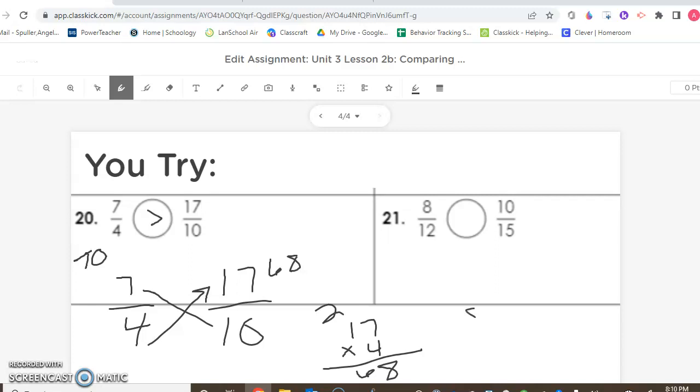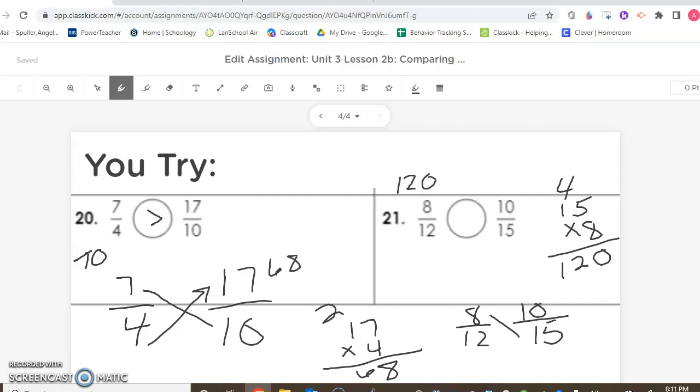All right, let's do this one. 8 over 12 and 10 over 15. All right, so 15 times 8. That gives me 40, carry the 4, that gives me 120. This is worth 120. If I cross multiply, 12 times 10 is also 120, so this is equal to.